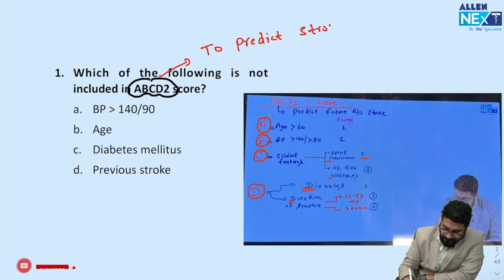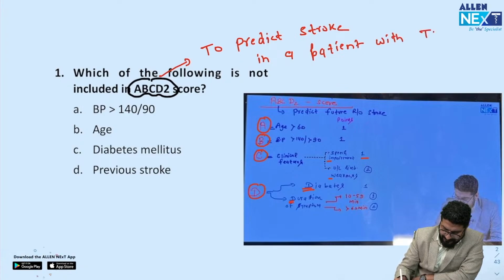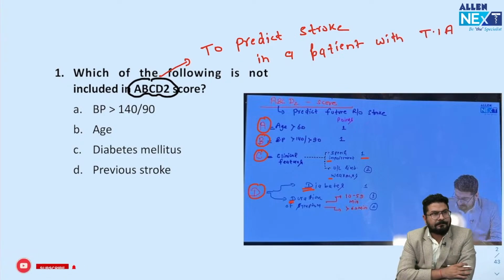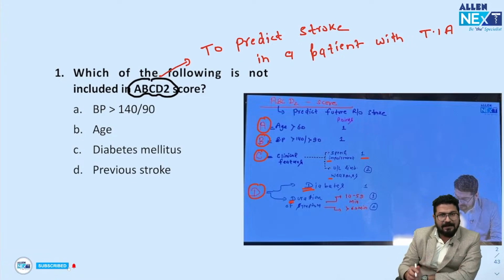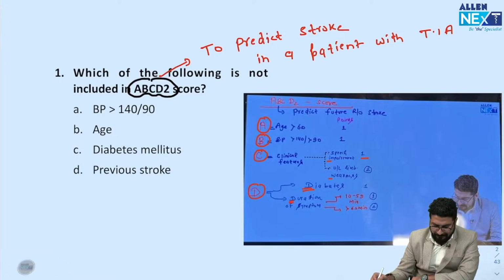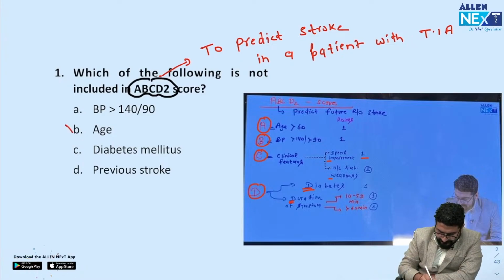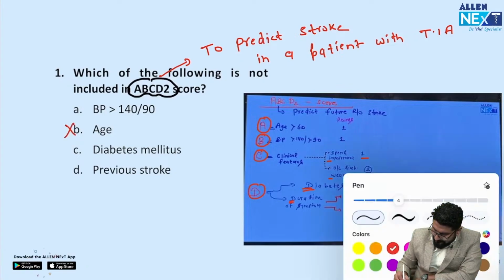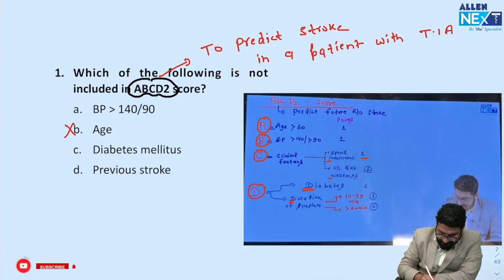So this score is used to predict stroke in a patient with TIA. TIA means transient ischemic attack. In this you can see A for age, B for BP. So age is a feature, yes. BP is a feature, yes. We give 1 point for BP also. Then diabetes and duration of symptoms.